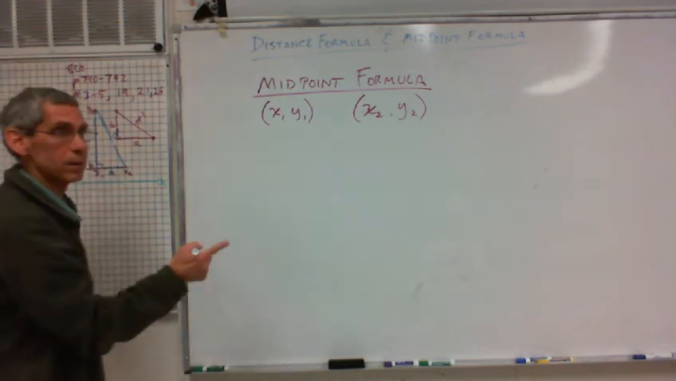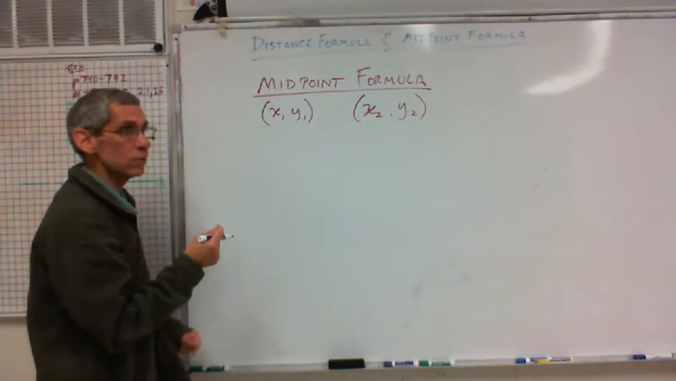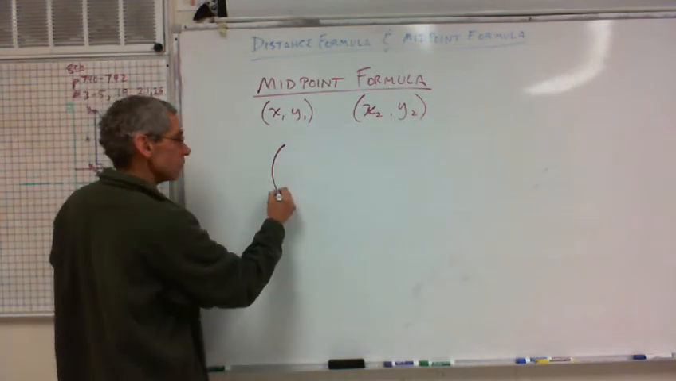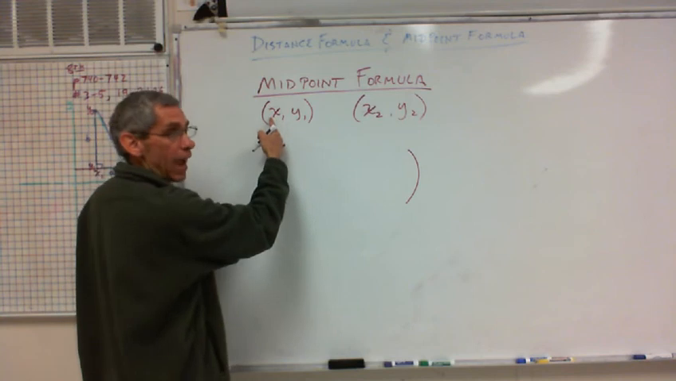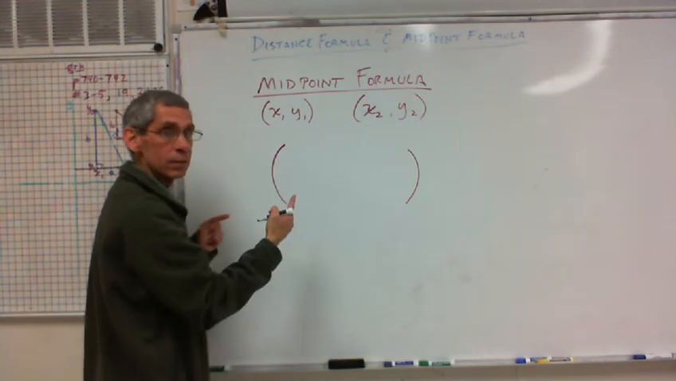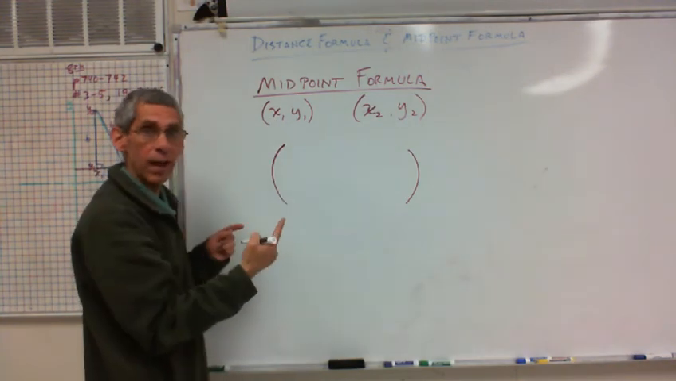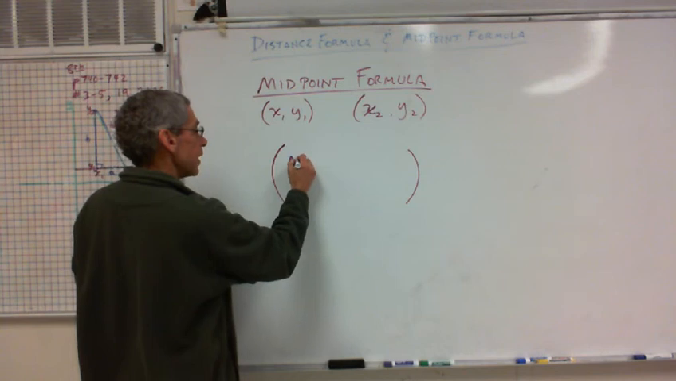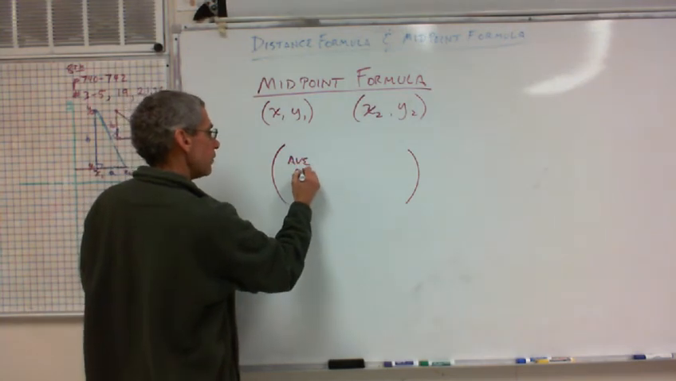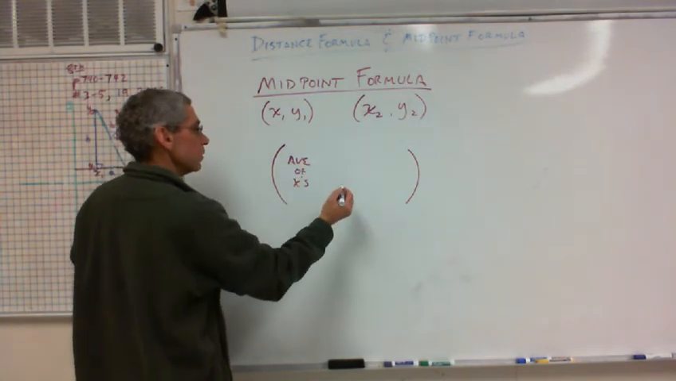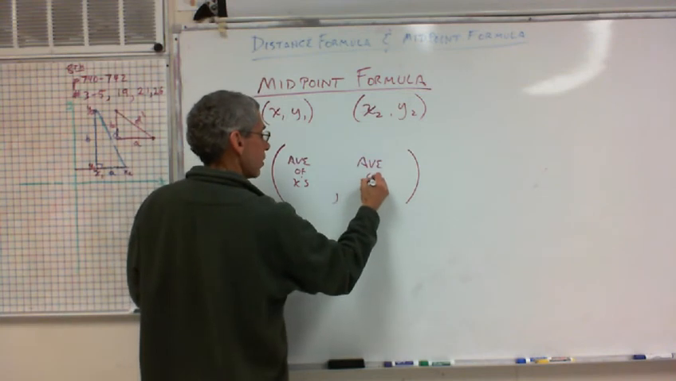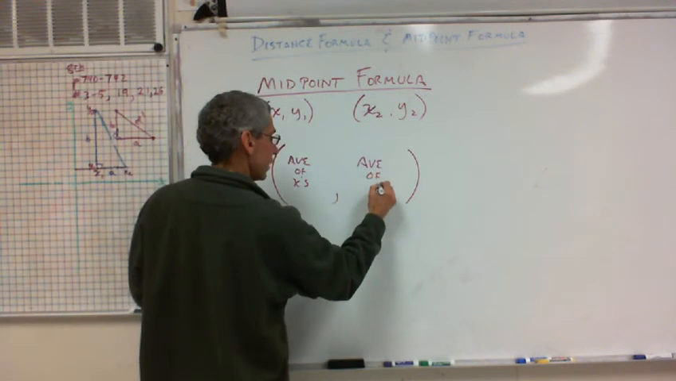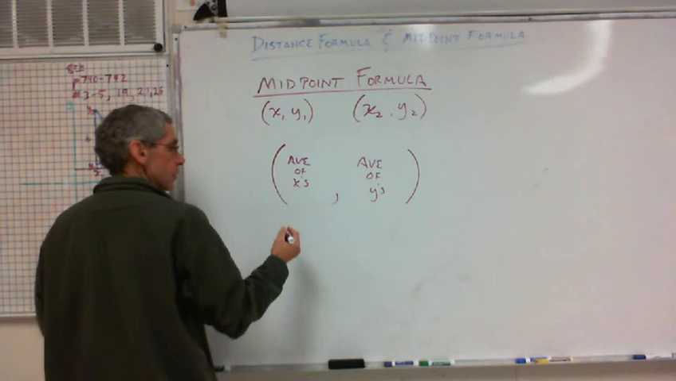It's a piece of cake. You're like, oh my god. All you do is the answer is this. It's the average of the x's, comma, the average of the y's. So I'm going to say this: average of x's, comma, average of y's. And then you'll see what I mean in just a second. So we should write that as the formula?